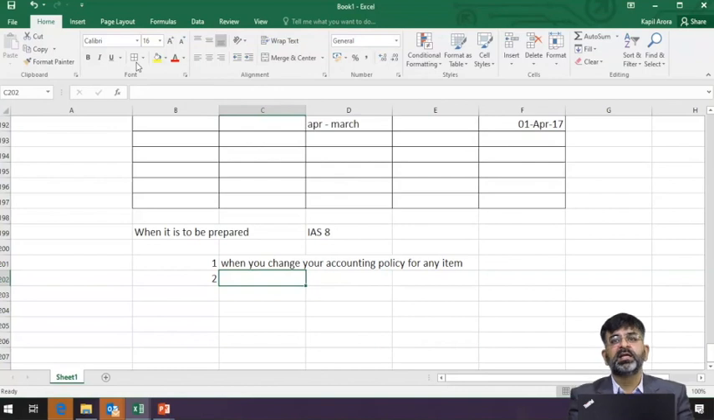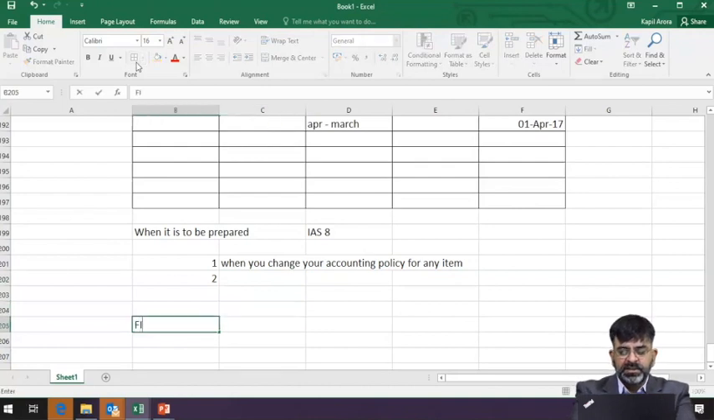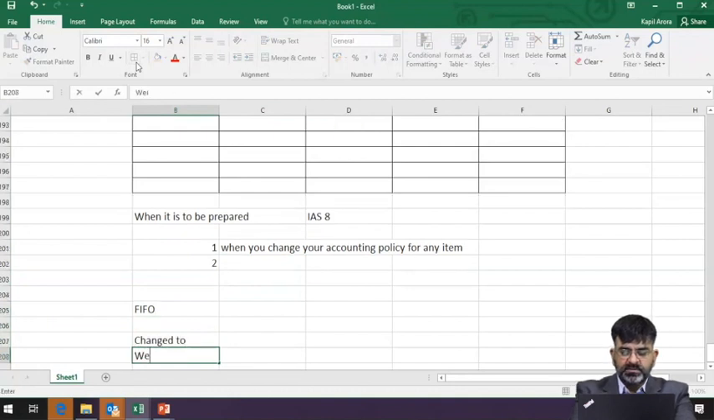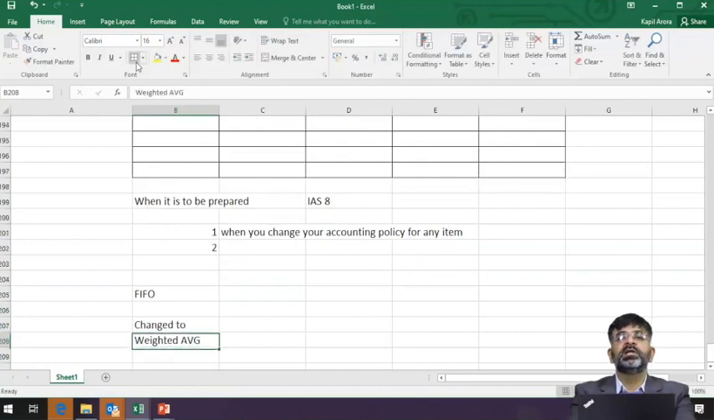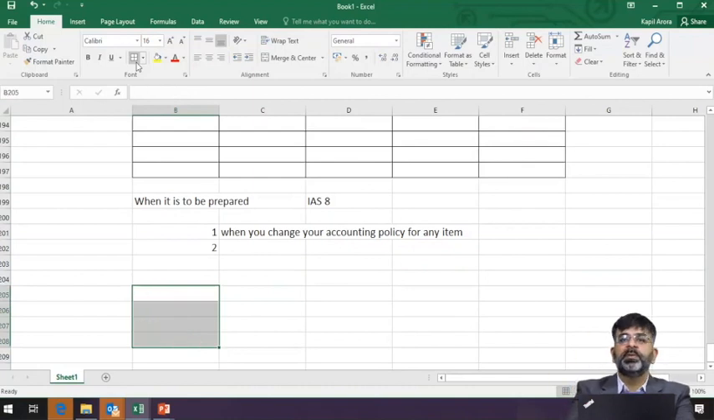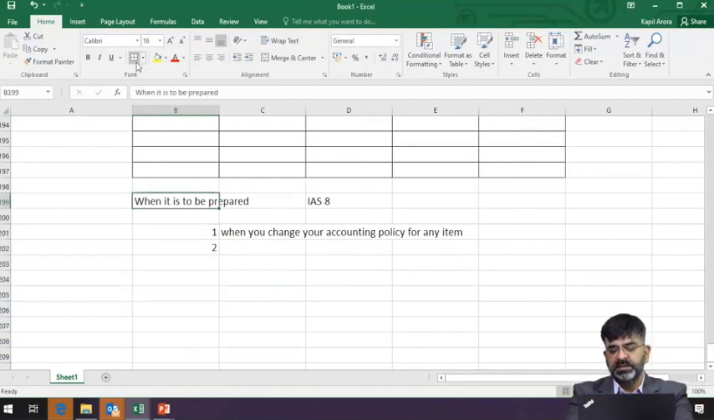For example, let's say you were following FIFO method for inventory valuation. You changed to weighted average. Now this is change in accounting policy. When you change the accounting policy, you need to go back and prepare one more balance sheet. The full balance sheet. Full balance sheet means the third balance sheet for the full period.